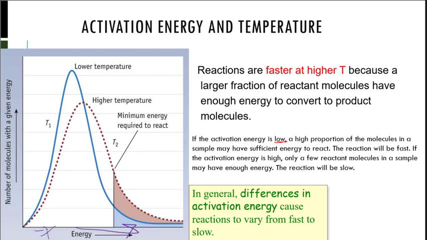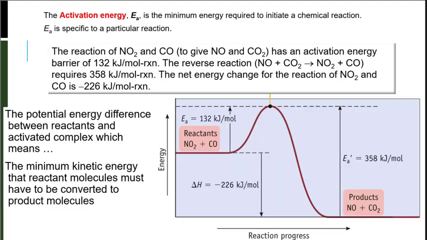right. So down here is lower energy, which means lower temperature. Lower temperature is lower energy. Higher energy, higher temperature. And if this is our minimum energy required to react, at the higher temperature there will be more reactions happening at that higher temperature than at this lower temperature. Activation energy is that minimum energy that's required to initiate a chemical reaction. It's specific to a particular reaction.